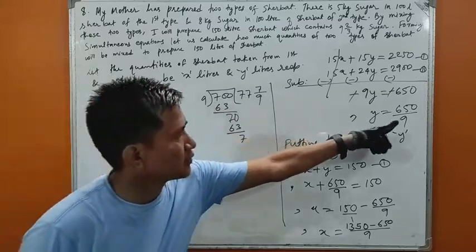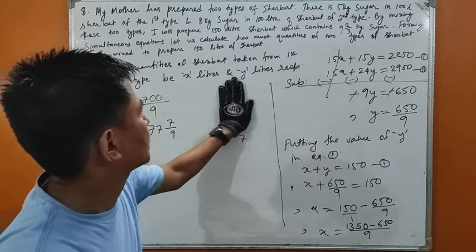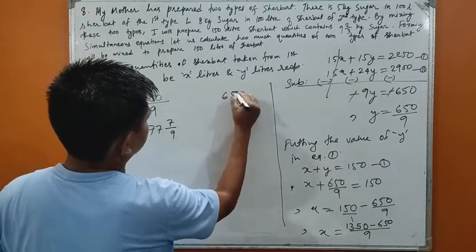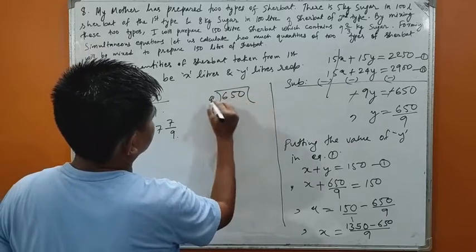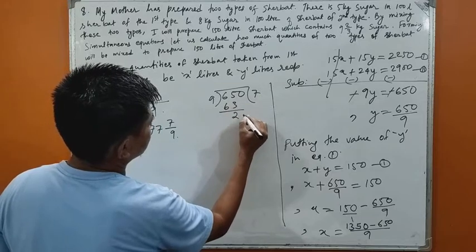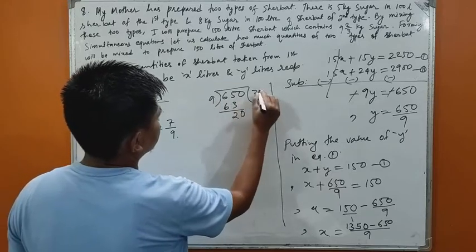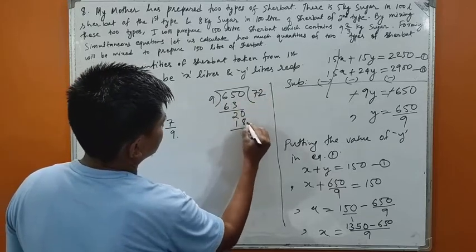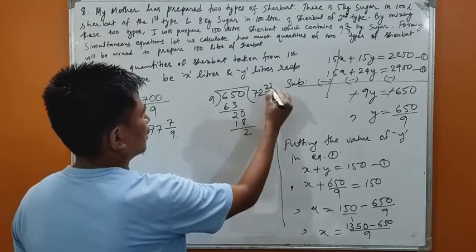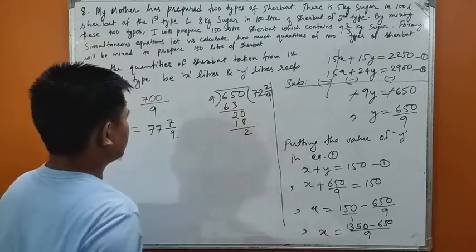Now let us make this also into a mixed fraction. We have 650 upon 9. So 9 sevens are 63. 5 minus 3 is 2. This 0 comes in the denominator. 9 twos are 18. So 10 minus 8 is 2. So this means 72 whole. This 2 goes up here and this 9 comes here.